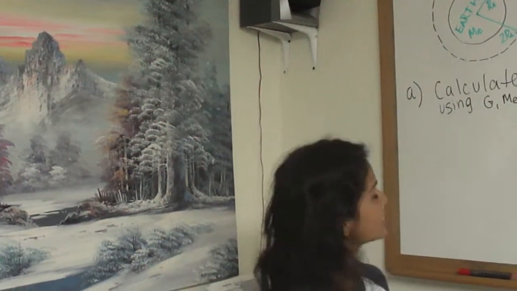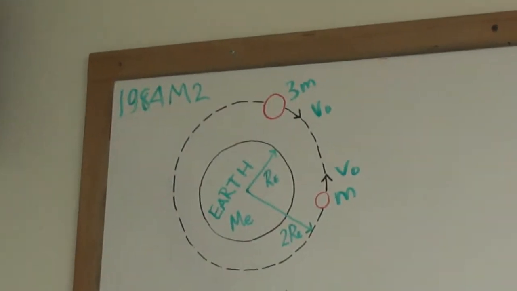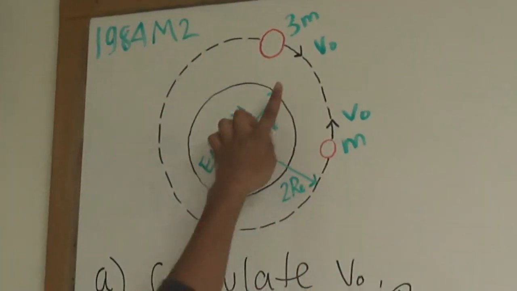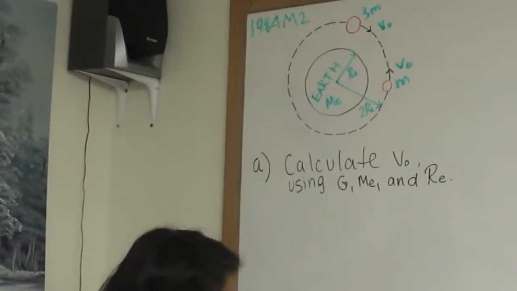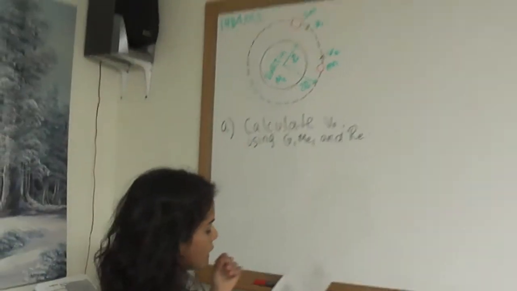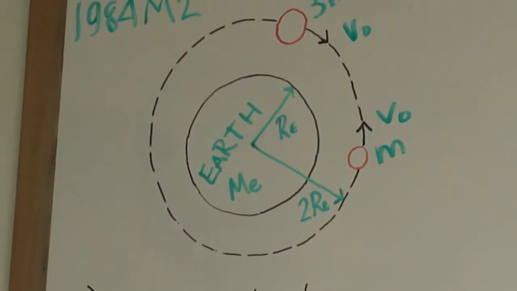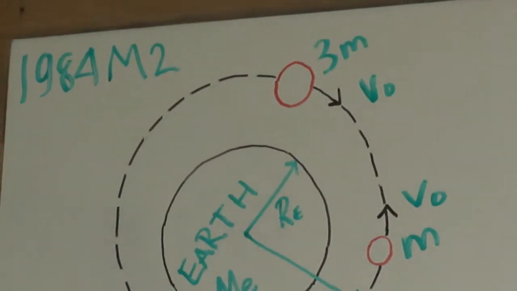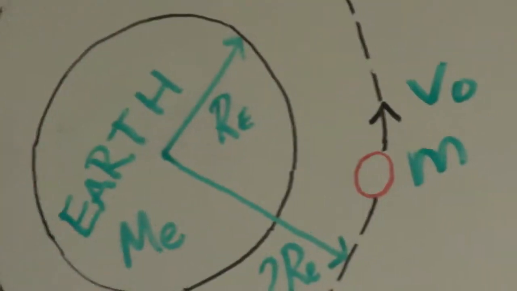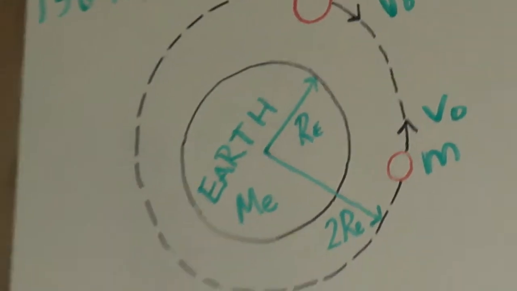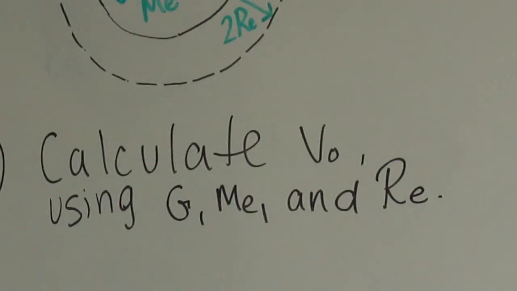Today we'll be doing a 1984 physics free response. Two satellites of masses little m and 3m, respectively, are in the same circular orbit around the Earth's center, as shown in the diagram above. The Earth has mass, capital M, and radius, capital R. In this orbit, which has a radius of 2r, the satellites initially move with the same orbital speed v initial, but in opposite directions. Part A states: calculate the orbital speed v initial of the satellites in terms of capital G, capital M, and capital R.